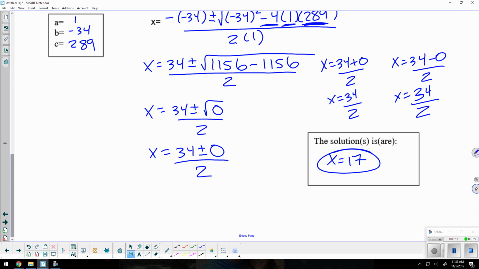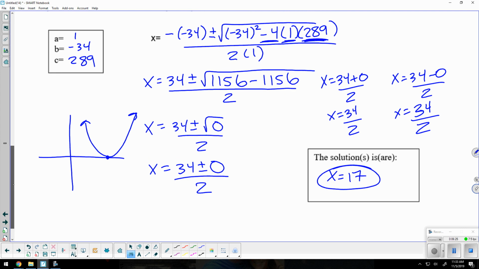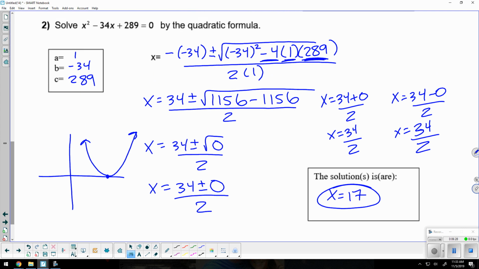Okay, 34 divided by 2, you get 17. So again, what that would mean, graphically, our parabola would just be touching the x-axis at 17, just the vertex. It would be an upward-facing parabola because our a value is positive, but it would just be touching the x-axis again at that one and only spot. Okay, so it's not fully crossing over. It just comes down to the vertex, touches, goes back up the other side.